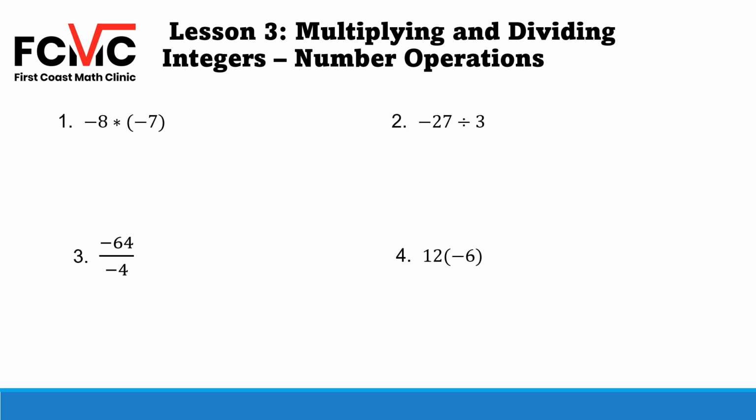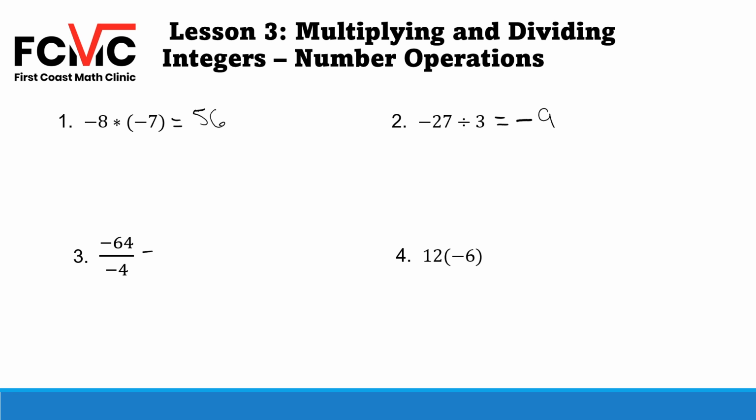So we have 4 examples here, and before we answer these, let's figure out what the sign of our answer should be. So for number 1, we've got a negative times a negative. So we're multiplying two numbers that are the same sign, and whenever we multiply or divide two numbers that are the same sign, we know the sign of our answer is going to be positive. So we're going to get a positive. 8 times 7 is 56. So our answer here is going to be 56. Number 2, negative 27 divided by 3. So we've got opposite signs here, a negative divided by a positive. So the sign of our answer should be negative, and 27 divided by 3 is 9.